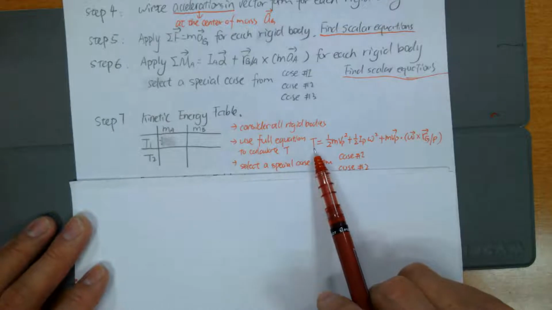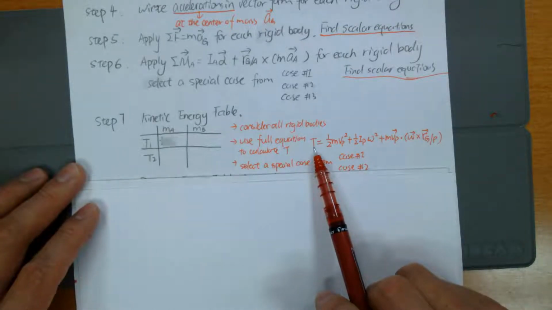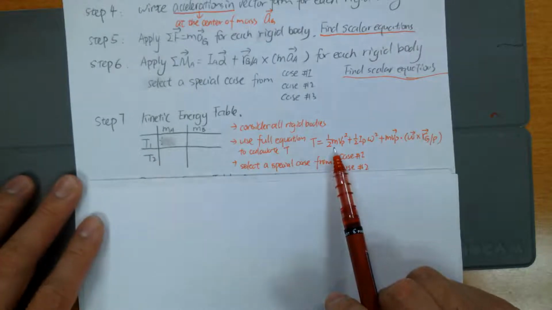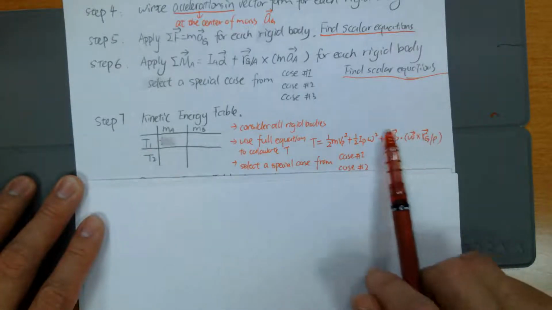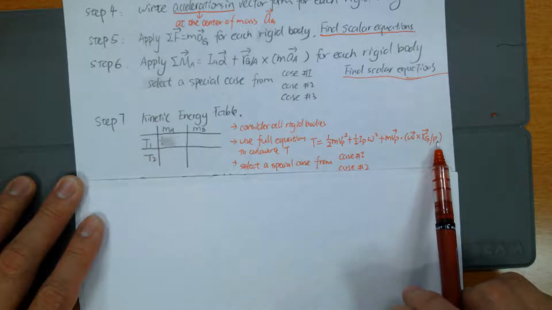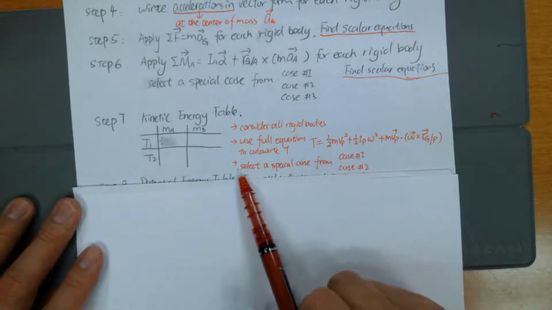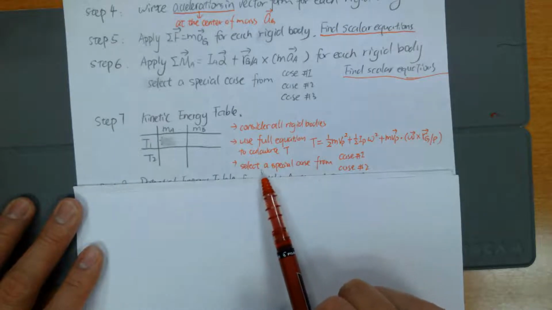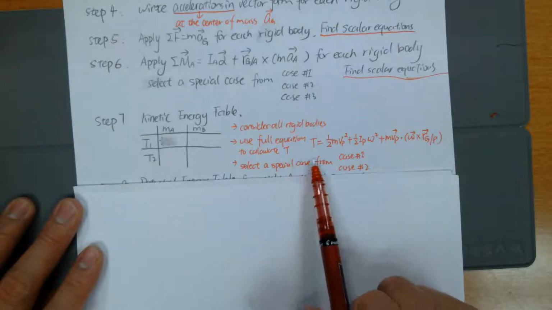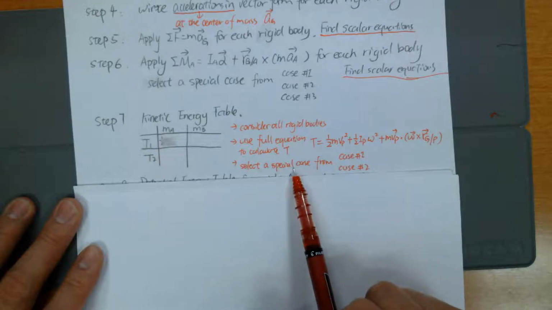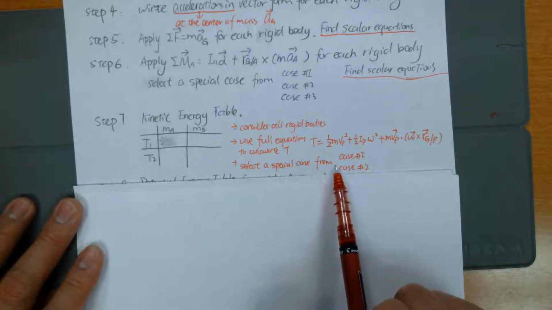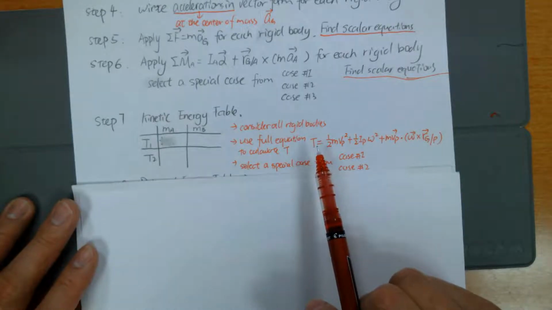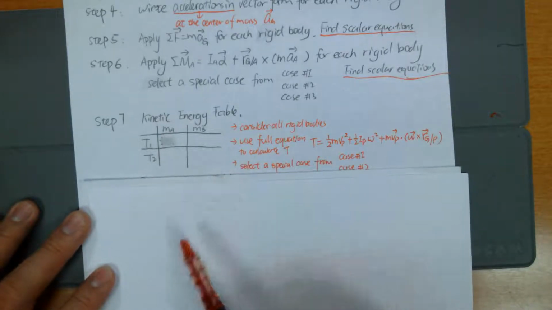So the full equation to calculate kinetic energy has two parts. The first part considers the translational kinetic energy. The second part considers the rotational kinetic energy. And of course, you can simplify this equation. In another video, we're going to talk about the two special cases you can use to simplify it. Again, you need to label and mark which special case you use to calculate kinetic energy for each rigid body.